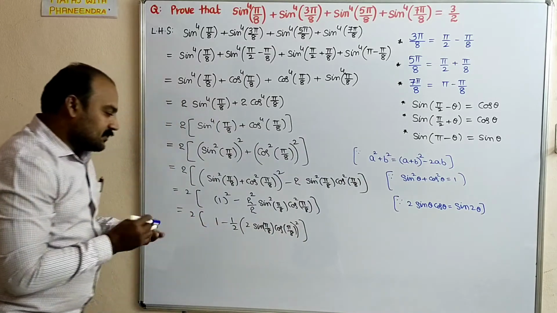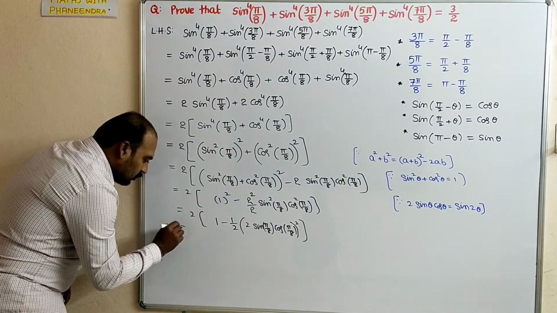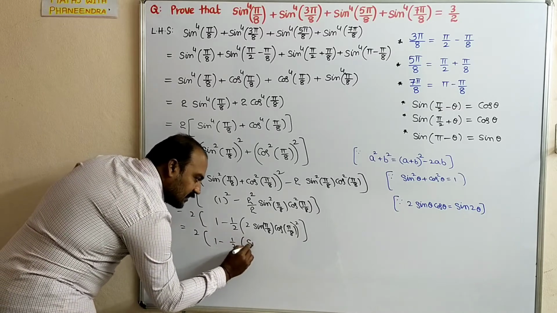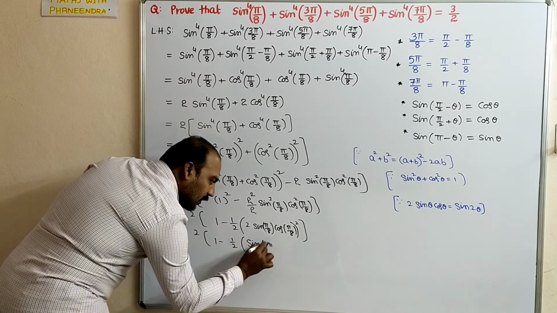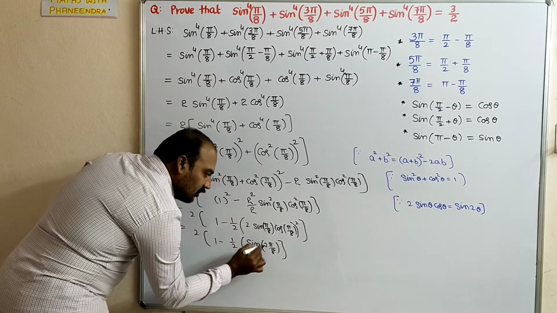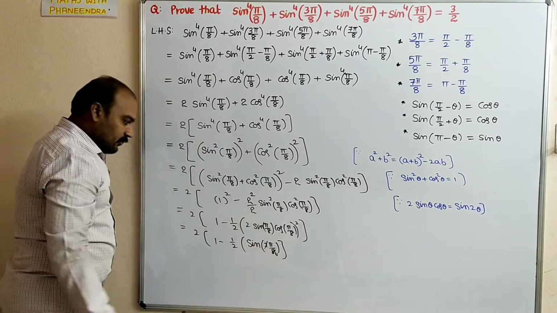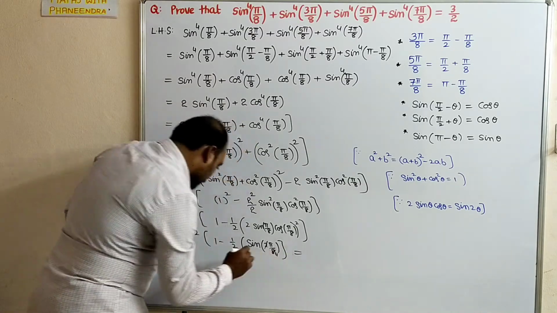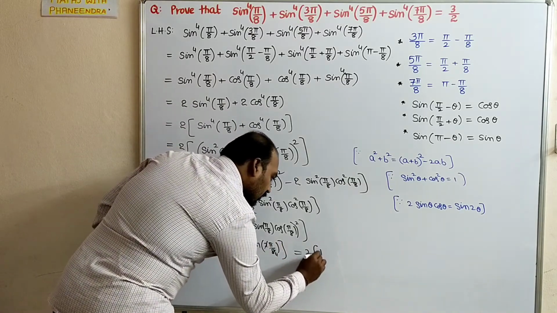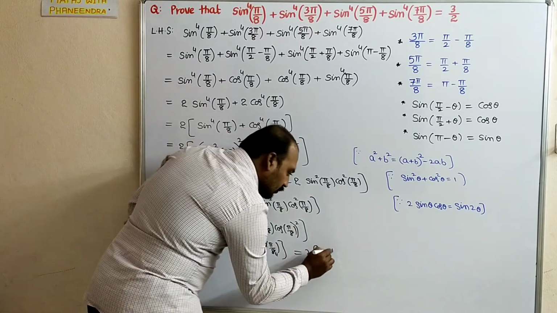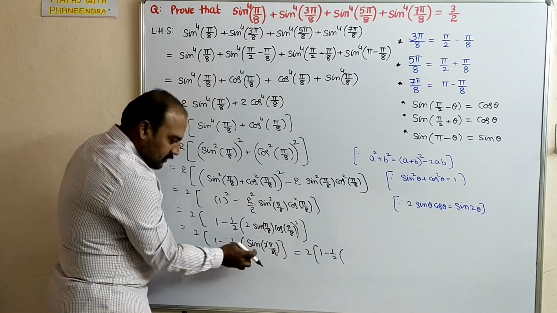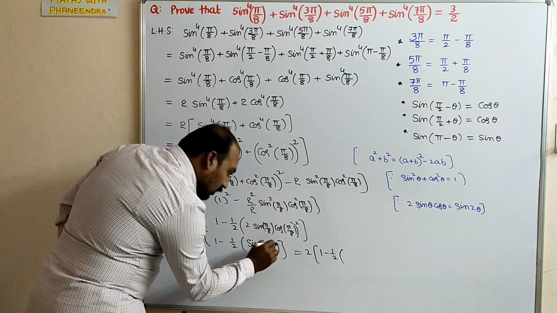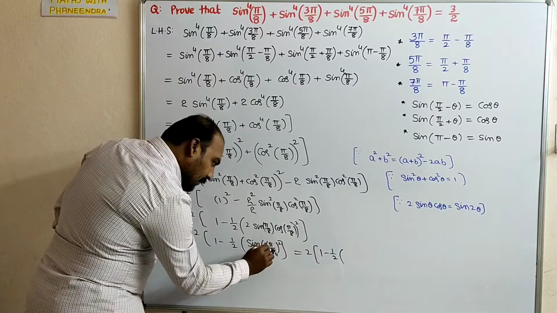So it becomes 2 times of 1 minus 1 by 2 sin 2 times of pi by 8, that is pi by 4. 2 ones are 2, 2 fours are 8. So which is equal to, we can write like this, 2 times of 1 minus 1 by 2 sin pi by 4. Square is there, no? I forgot. So sin pi by 4 whole square.